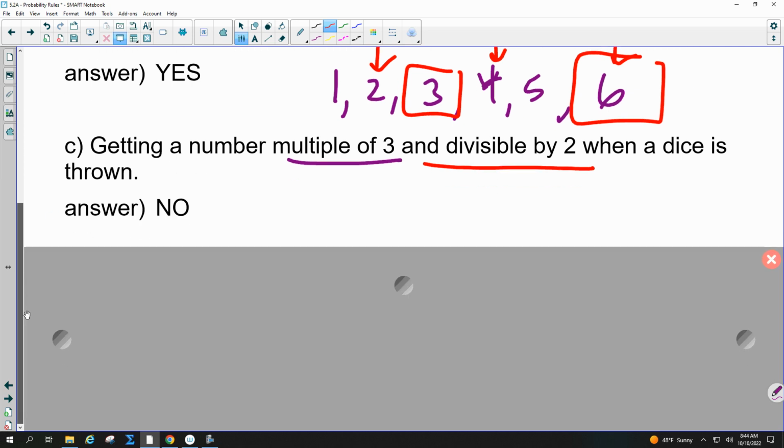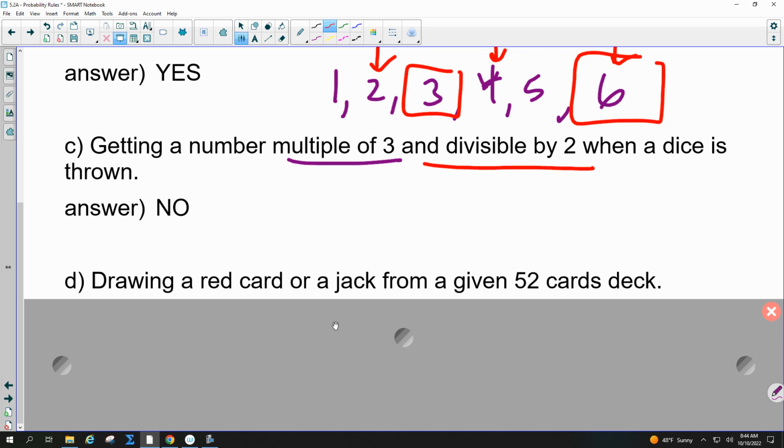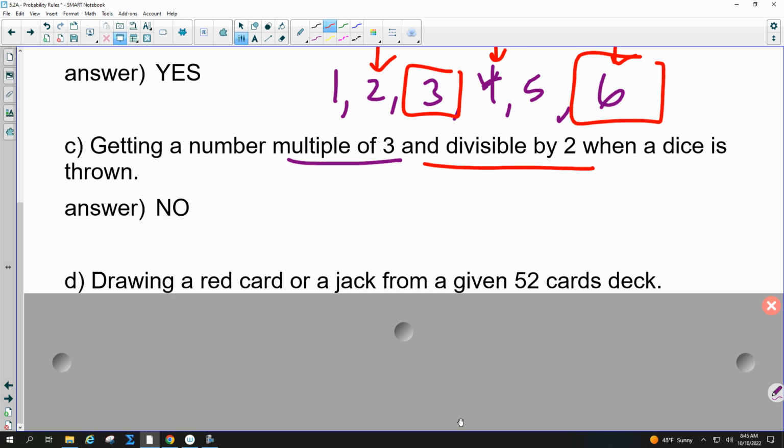All right, oops. Drawing a red card or a jack from a deck of cards. Red card or jack, what do you think? Right, not mutually exclusive because you can be both a jack and red. How many jacks are in a deck of cards, you guys? 4. How many are red? 2, because half the deck's red, half the deck's black, right? So there's 2 reds and 2 blacks.